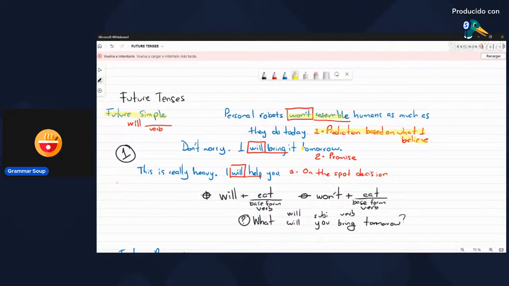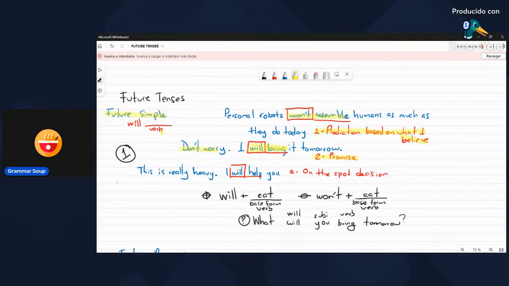Yes, I can also use the future simple for promises. So I know you guys probably have promised something before. So when you want to make a promise to someone, you say, don't worry, I will bring it tomorrow. Yes, of course, you are committed to doing it, right? I will bring it. So you are using the future simple.